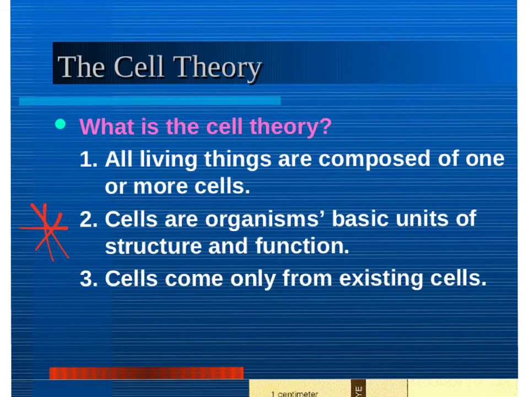Robert Hooke helped develop the cell theory. The basic tenets of the cell theory are, first, all living things are composed of one or more cells. Some cells, like bacteria, are one cell, unicellular, while animals are multicellular. Second, cells are organisms' basic units of structure and function. Structure means the parts of the cell that make it work. The function is what it actually does. And number three, cells can only come from existing cells. There's another video I did on mitosis that describes that.